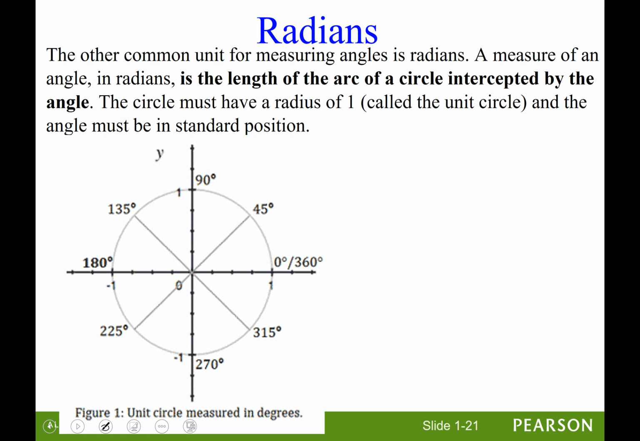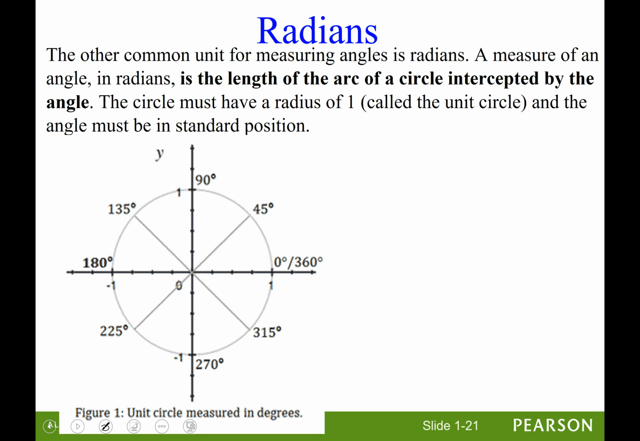All right, so the other common unit for measuring angles is radians. So degrees and radians, those are the two most common. A measure of an angle in radians is the length of the arc of a circle intercepted by the angle. Let me try to explain.